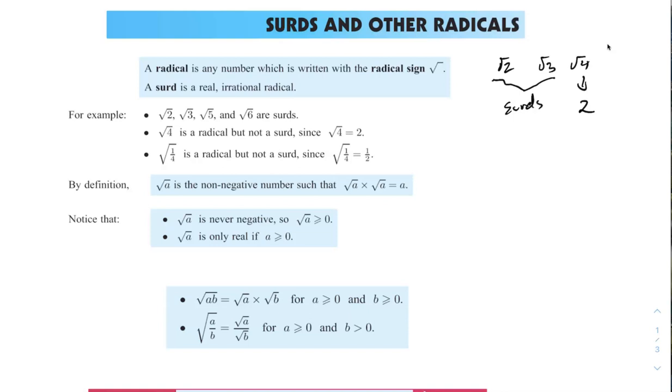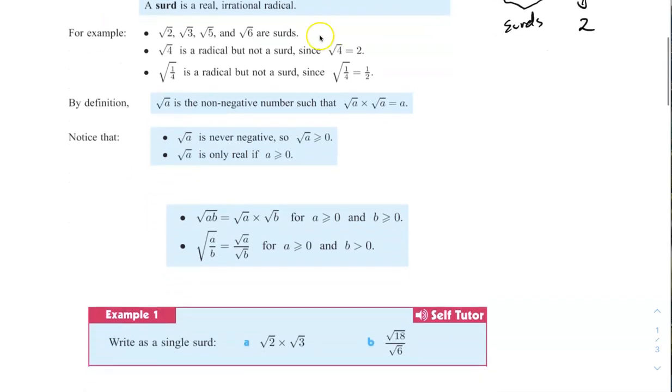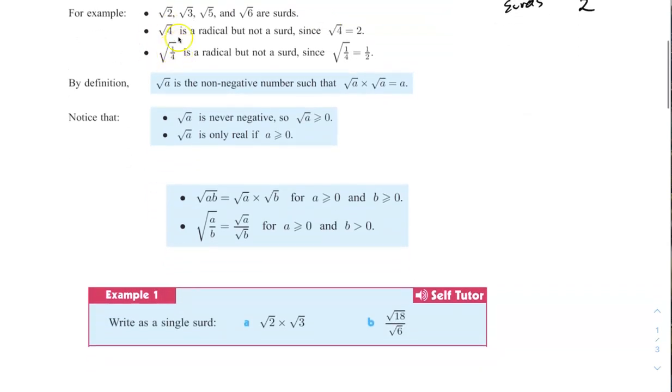They're not nice numbers. Now I'll tell you right now, surds is more used in other parts of the world, like the UK. Not so much in America. Right, as another example, rad 4 is a radical but not a surd, because rad 4 is just 2. Radical 1/4 is just 1/2. Also a radical, not a surd.